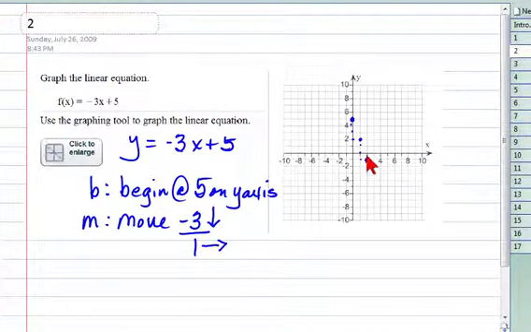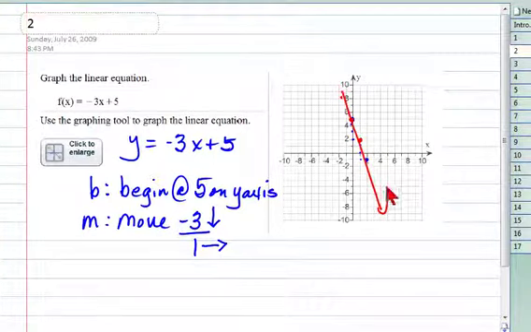Now, literally, when you do MyMathLab, you don't get to keep repeating this. What you would do, and I'm going to do this in red, is begin at 5. I would use my mouse, go up to 5, and click the left-hand button of my mouse right there. Then I would move down 3, right 1, and click my mouse again right there. That's all you get to do. The line is drawn. Then you can ask it to check it for you.